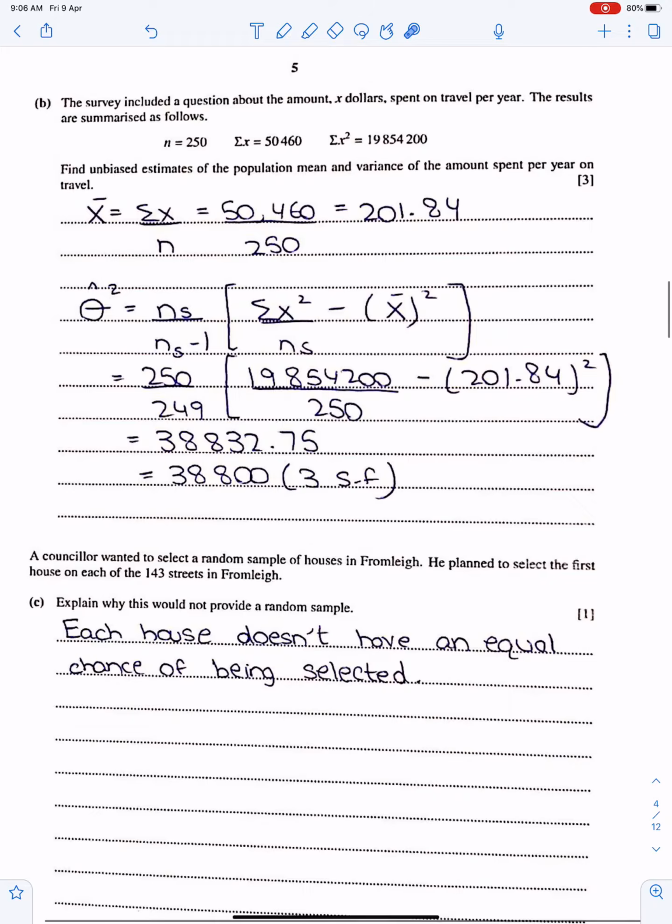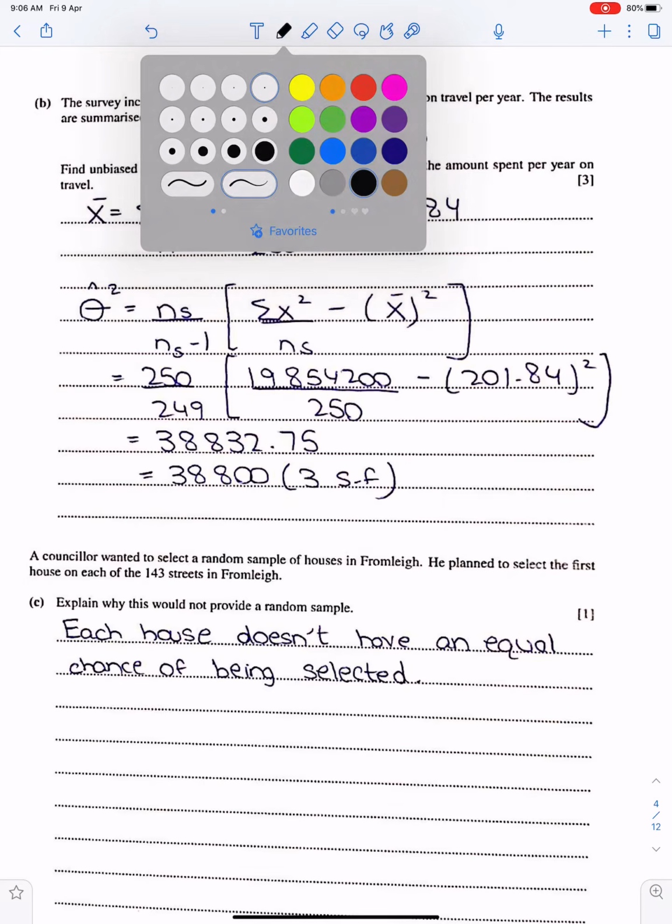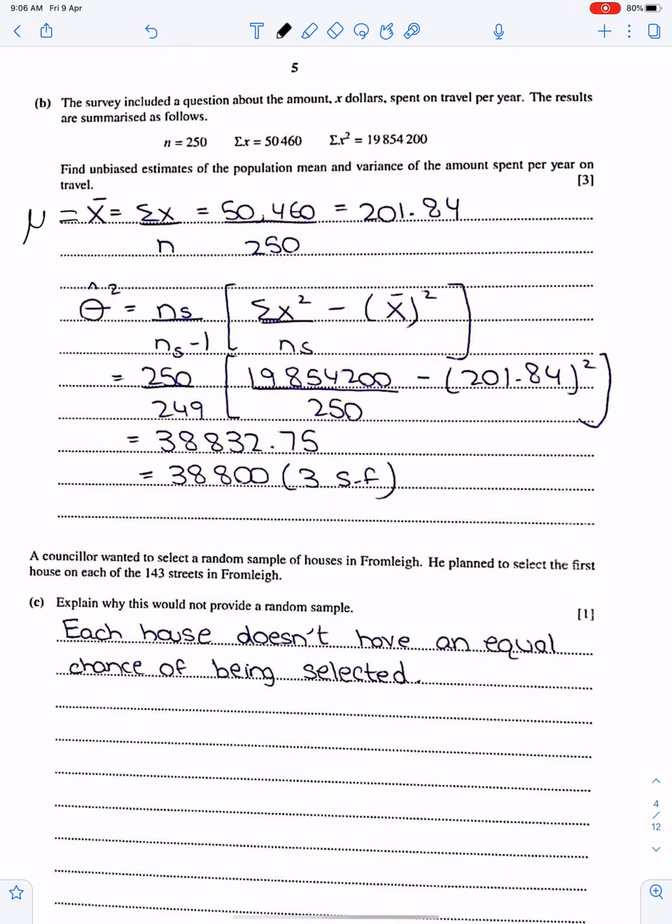Part B. The survey included a question about the amount X dollars spent on travel per year. The results are summarized as follows. So we need to find unbiased estimates of the population mean and variance. So the unbiased estimate for the population mean is the sample mean, sigma x over n. So this is the mu cap, the sample mean.